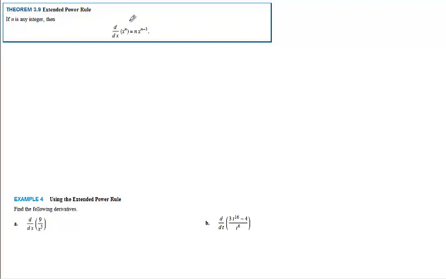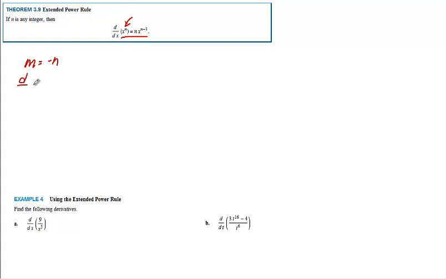I would like to extend my power rule to include negative values for n. So far all I've got is I know that this works for positive values of n. That's the way I constructed my proof. So what I'm going to do next is I'm going to let m be a negative n, and I'm going to find the derivative using the quotient rule.